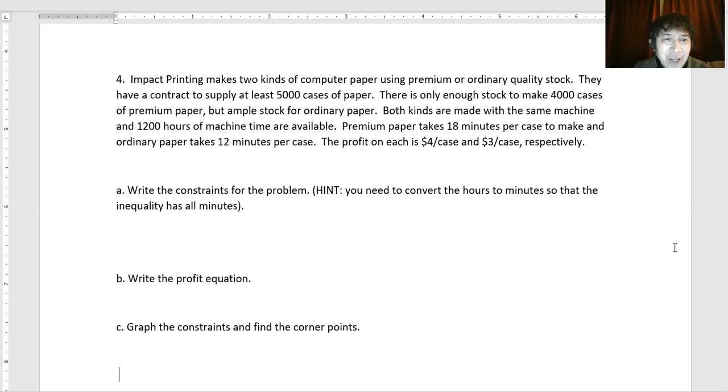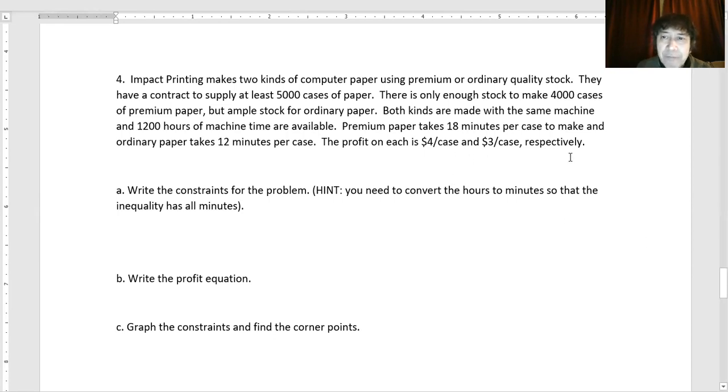All right. Letter A, write the constraints for the problem. Again, when we say constraints, these are the inequalities. The one with less than or equal or greater or equal. Write the constraints of the problem. Okay, let's start from the second statement. They have a contract to supply at least 5,000 cases of paper.